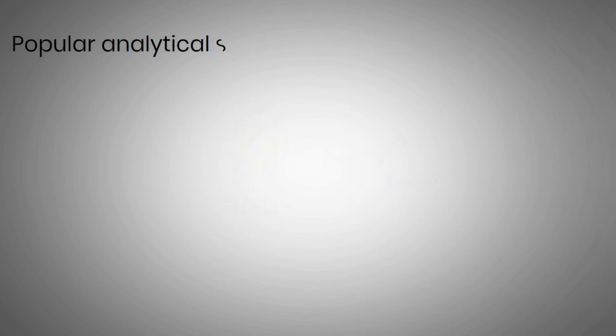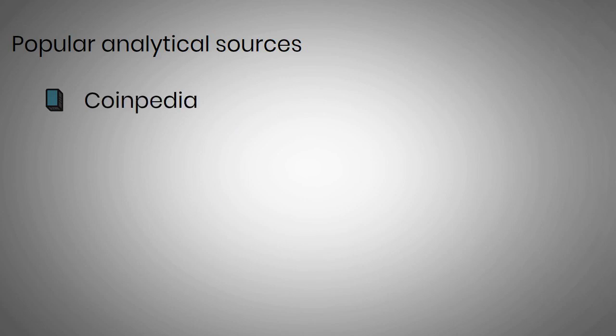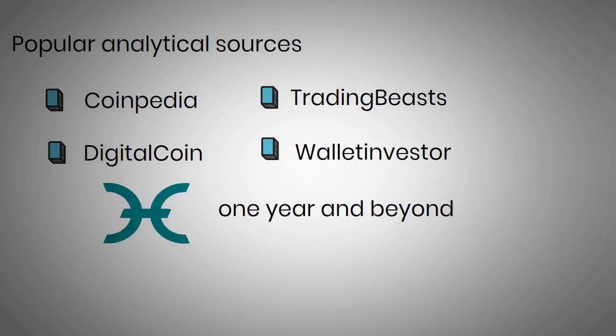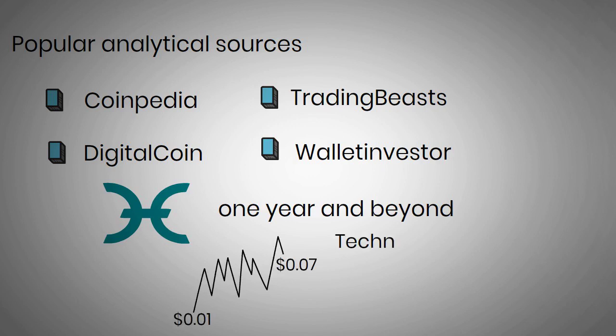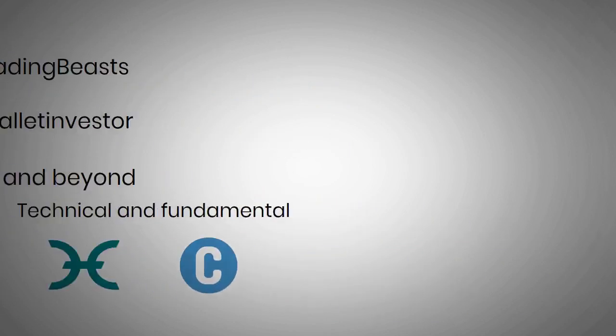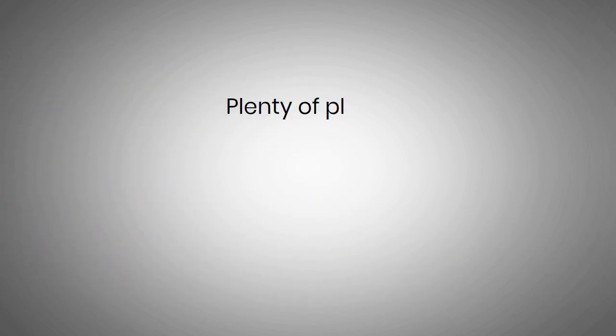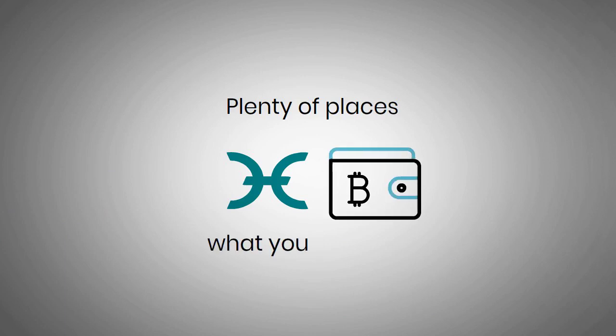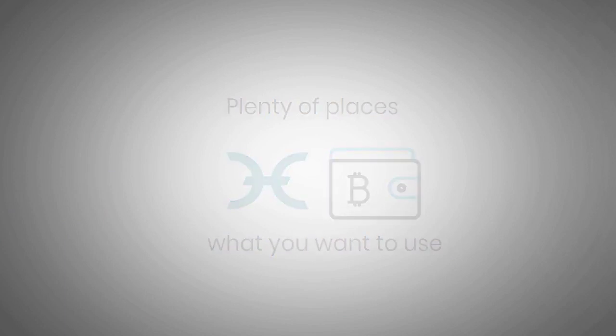Some popular analytical sources, including Coinpedia, Trading Beasts, Digital Coin, and Wallet Investor, believed Holo could be a buy within 1 year and beyond. However, the provided price targets were rather conservative, ranging from 1 cent to 7 cents. You should always conduct your own technical and fundamental analysis before deciding to include HOT or any other cryptocurrency in your investment portfolio. There are plenty of places you could store your HOT, and the type of wallet you choose will likely depend on what you want to use it for and how much you need to store.